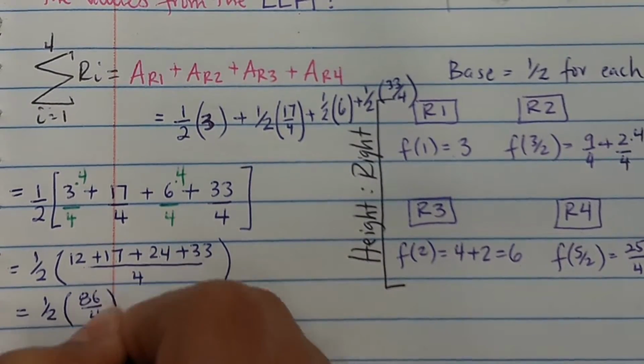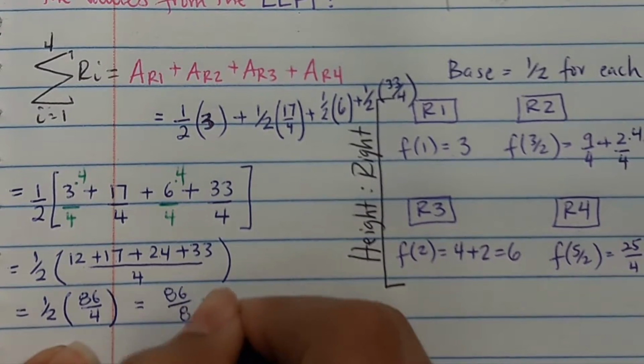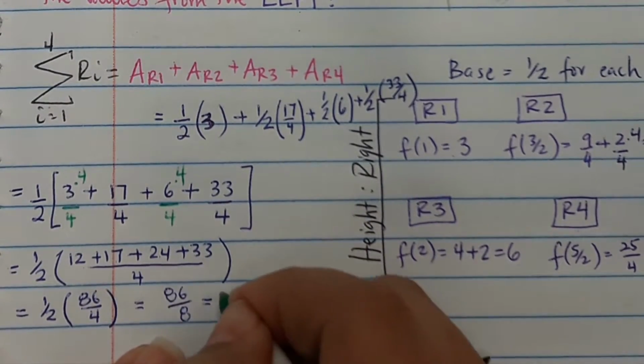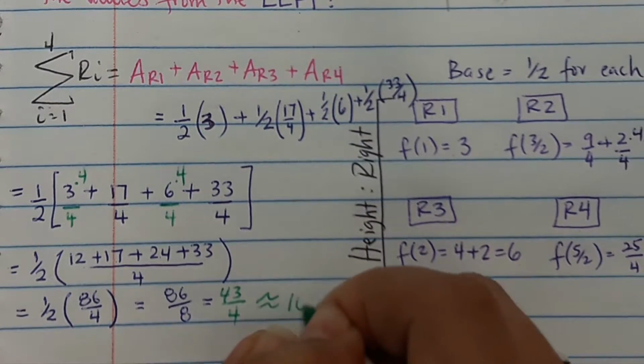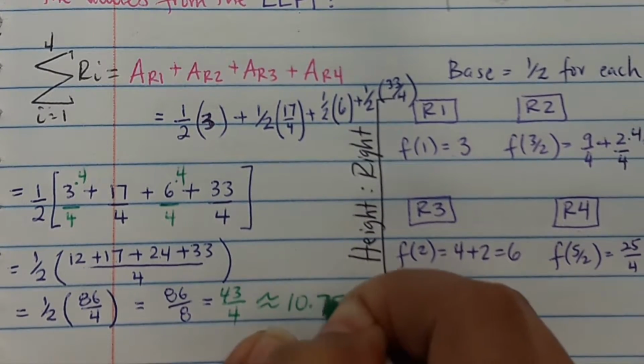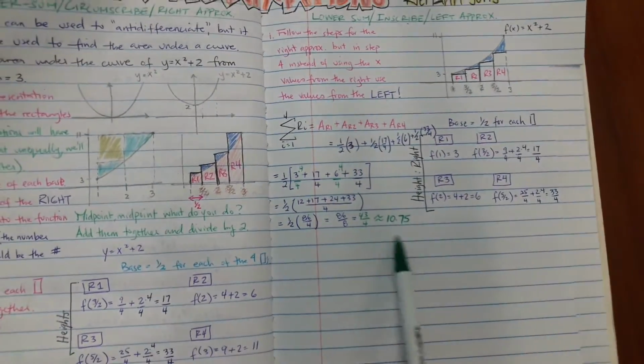Adding all of those up together, we're going to get 86 over 4. I multiply those two fractions, multiply numerator 86, multiply denominator 8. Simplify by 2, you're going to get 43 over 4, which is, if you put in the calculator, 10.75. So we can see this is a smaller value than we had before because it's an under approximation. So we had 14.75 before.